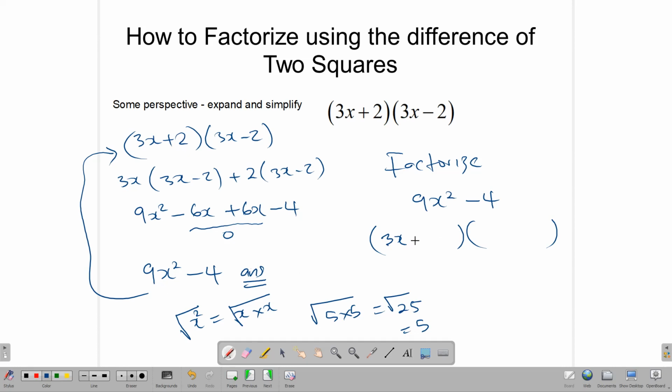So we can write that as 3x here and write it also in this bracket, 3x. And then we write our one bracket plus, one bracket minus, and then we find the square root of 4. Now the square root of 4 is also 2 and 2. And this is the shortcut way in which we can use to factorize the difference of two squares. What do we do? We take the square root of each term, write it in the bracket, and simply put one bracket plus, one bracket minus, and that's it.